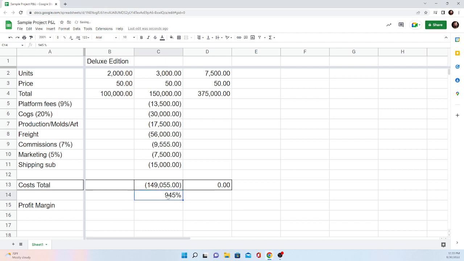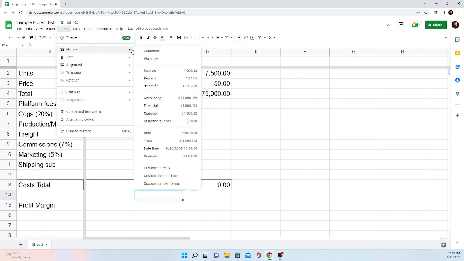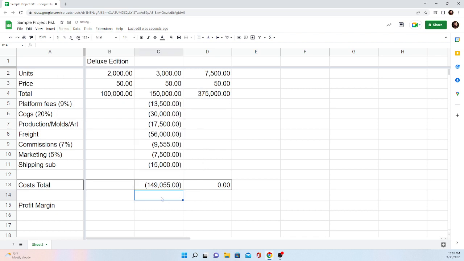Not a percentage. What is this thing doing? I must have this formatted funny. Oh, I think I rearranged this for this. You got to come up into your format and turn that back into accounting. Thank you very much. $495.